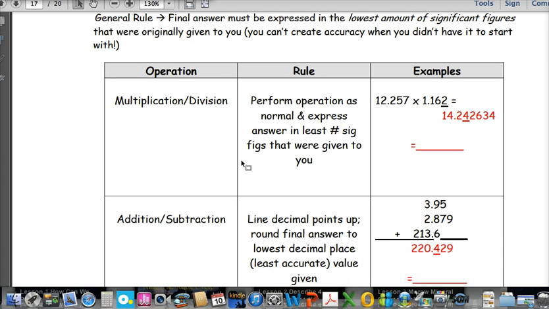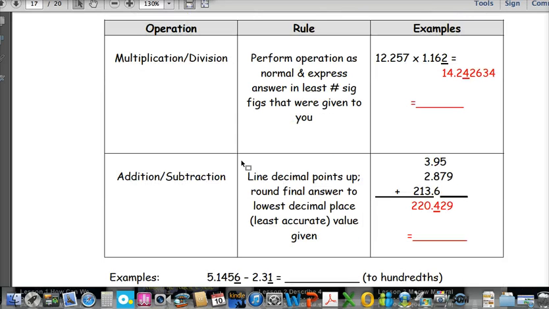And here's the problem. There's actually two separate rules. There's one rule for when you're multiplying and dividing numbers and how you round off, and there's a completely different and unrelated rule when you are adding and subtracting. So let's do the multiplication one first.